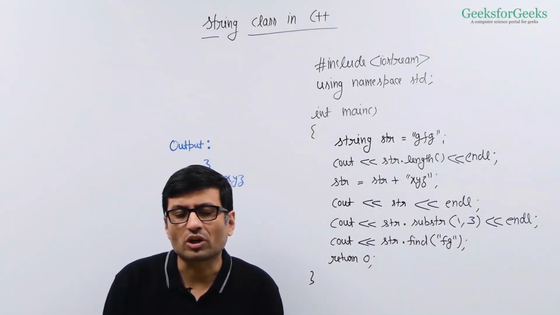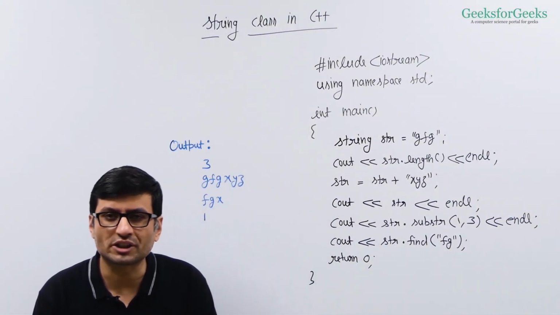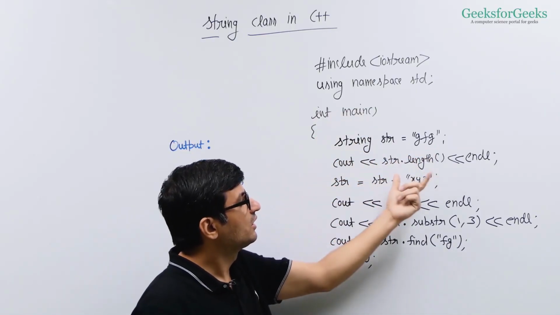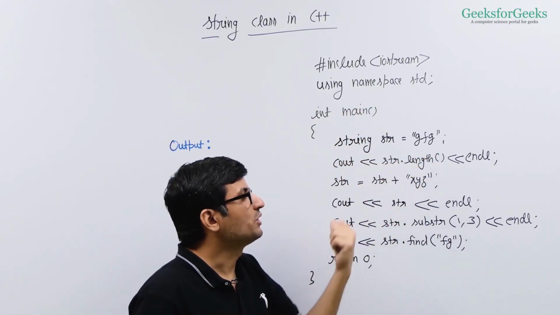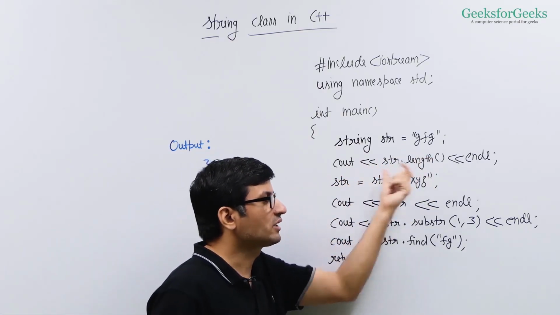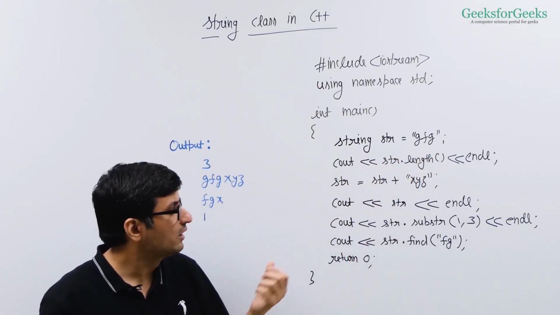Let us now see this program to understand some functions of a string class. We have created a string with value gfg. We are calling length on it, which returns 3 because the length of the string is 3. So the length function gives you the length of this string.